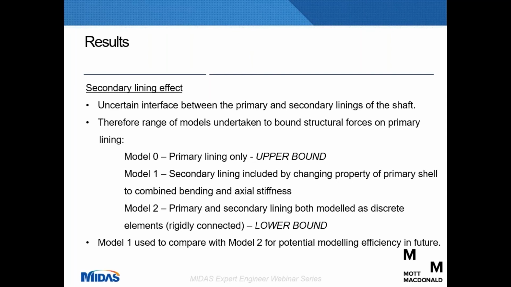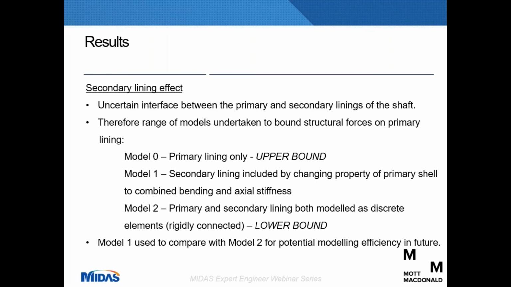So we ran a number of models to bound the loads on the primary lining, which was our main objective. So we did a model without the secondary lining at all, which was expected to give us an upper bound on the forces in the D wall, and then also a model with the secondary lining included but rigidly connected to the primary lining, and that's model 2, and that should give us a lower bound on the D wall forces, because the primary lining will carry some of the load.